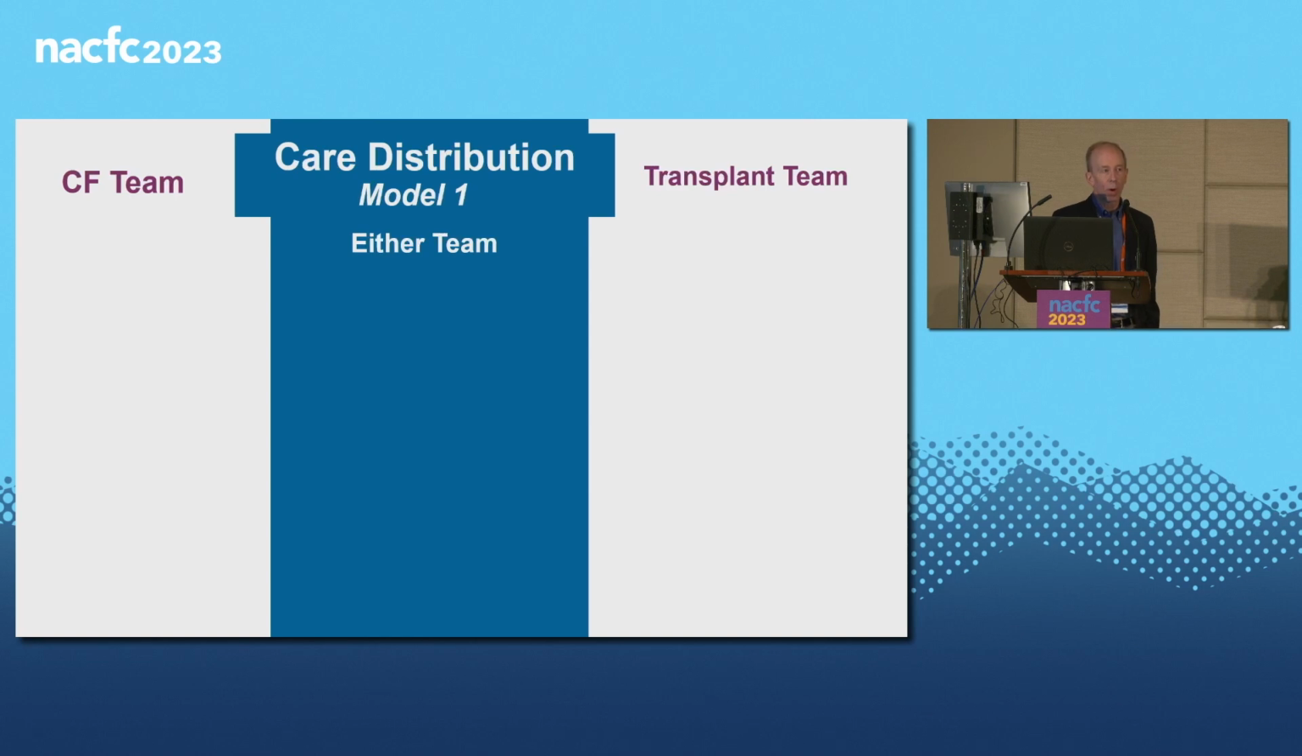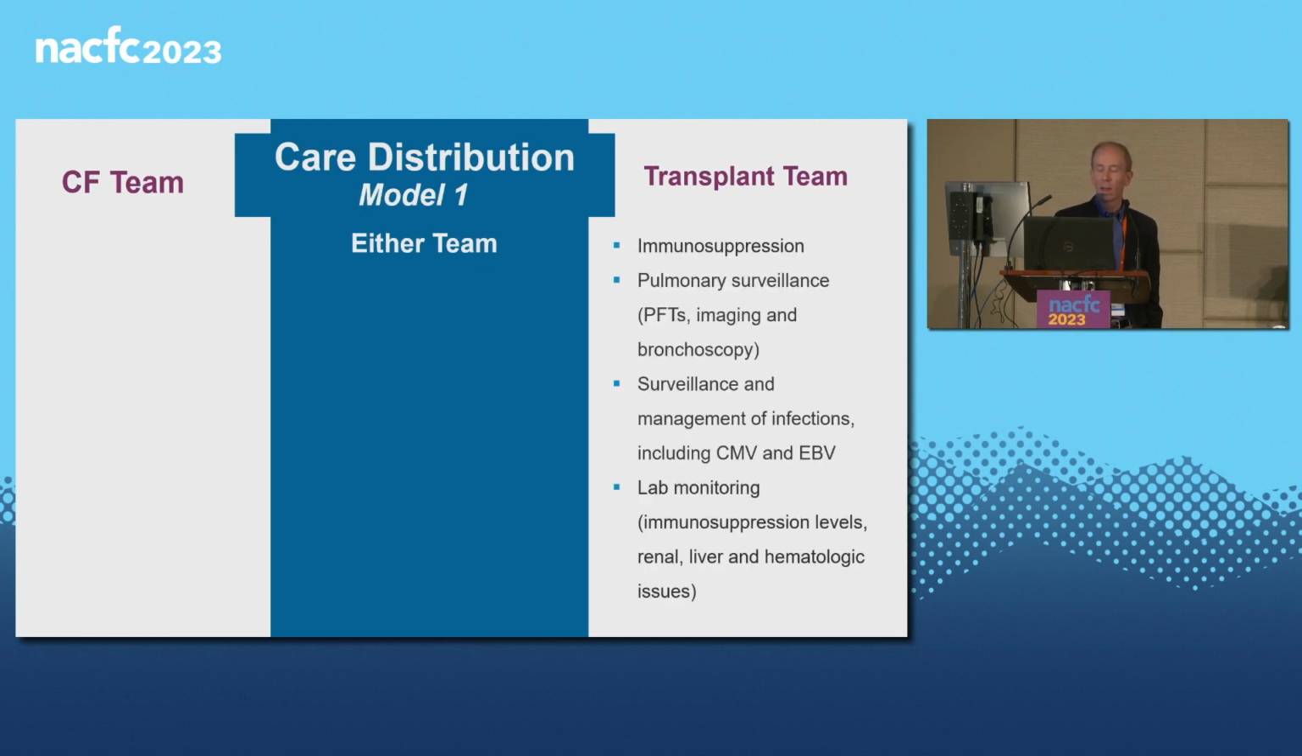So one important part of this is to make intentional decisions about the care distribution between the CF team and the transplant team. And we outline these things. The transplant team should manage immunosuppression, should take care of all aspects of pulmonary surveillance, including pulmonary function, imaging, and bronchoscopy. They should take control over surveillance and management of infections, including CMV and EBV, and all lab monitoring with management of immunosuppressive levels and some of the toxicities associated.